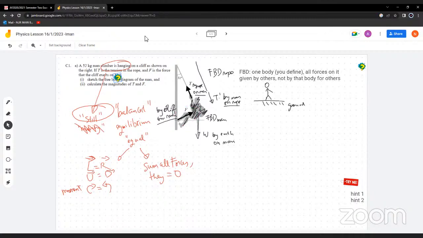What does it mean when I sum all forces and they become 0? What does that mean to you? It means they add together and become 0. Let's see whether you truly understand that.